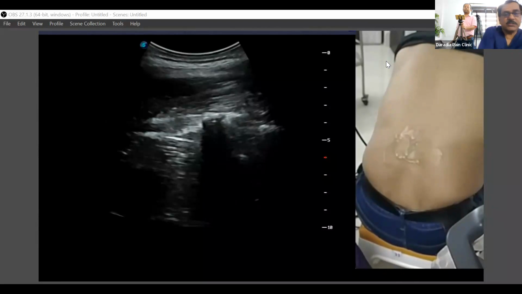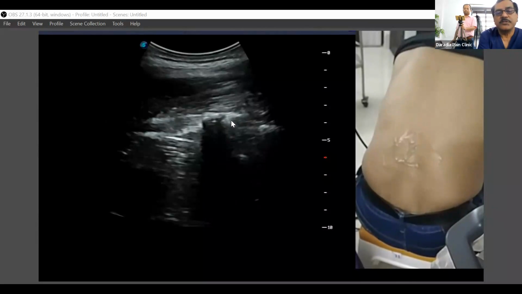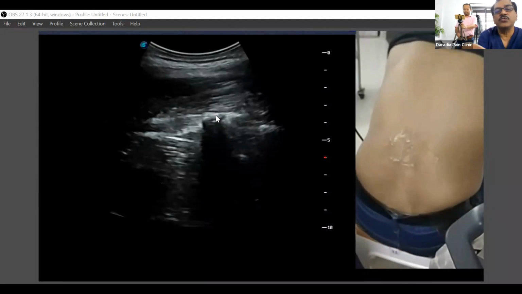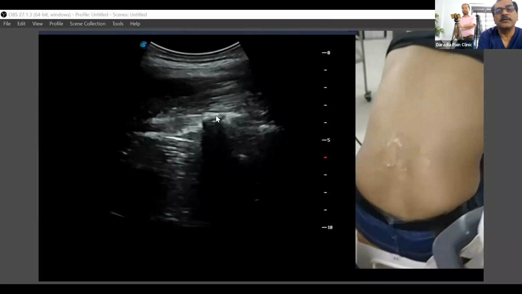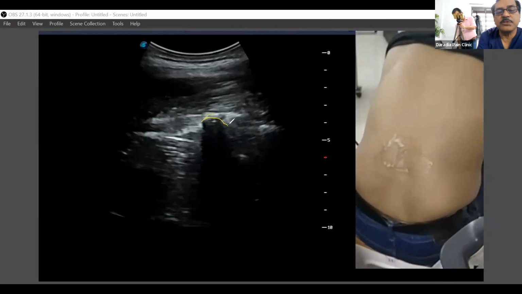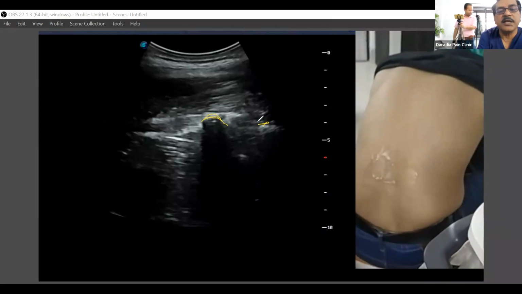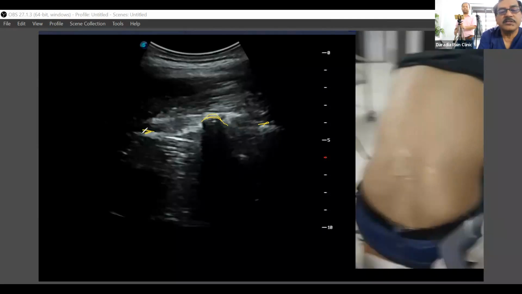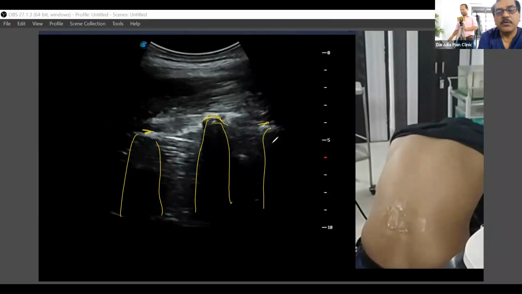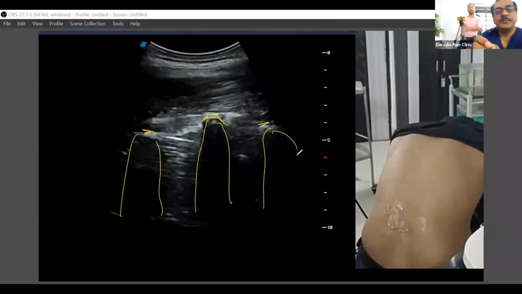Okay, so these are the transverse processes. What I was telling, we may not be able to show all three transverse processes together, but here is one of the transverse processes that I have kept here. Another is here, another is a little bit here, and you can see the acoustic shadow going down, going down, going down. And what else can you see here?